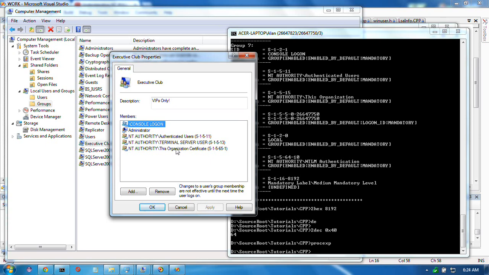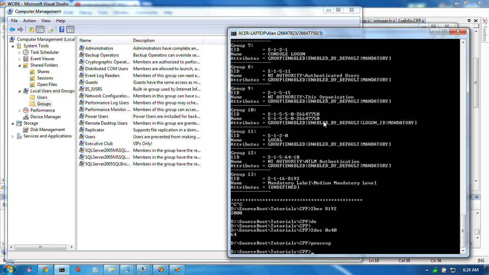So there's terminal server and terminal services. Anyway, which way to go? I think I'm going to get rid of this one first, and I doubt that's going to have any effect. So that's what I'm going to do first. Okay. Now I've got to log off.